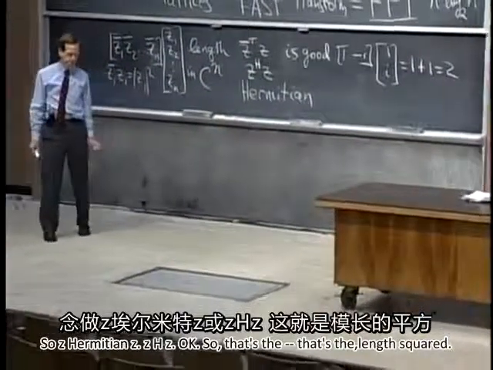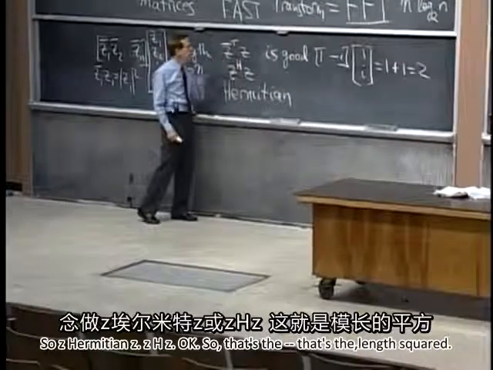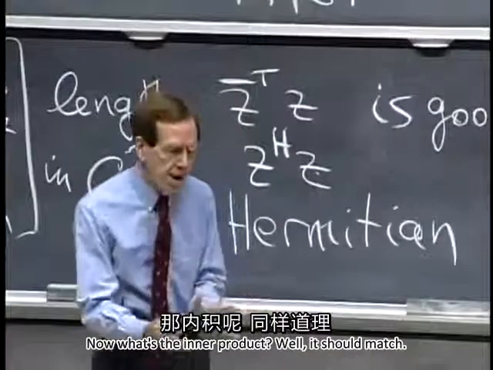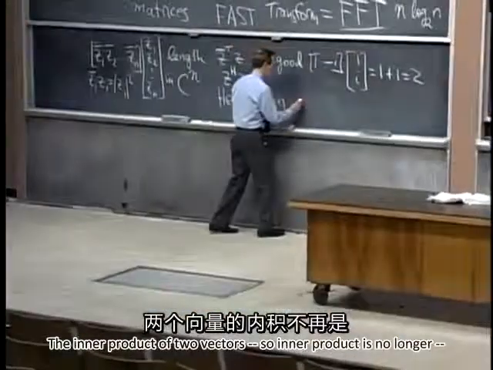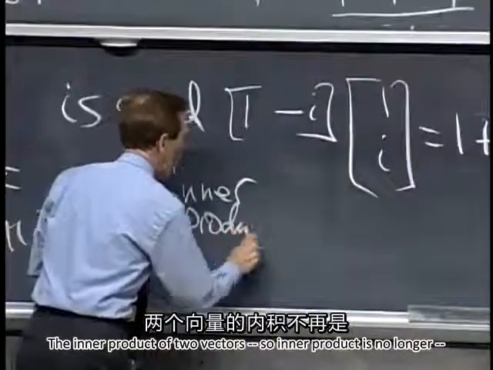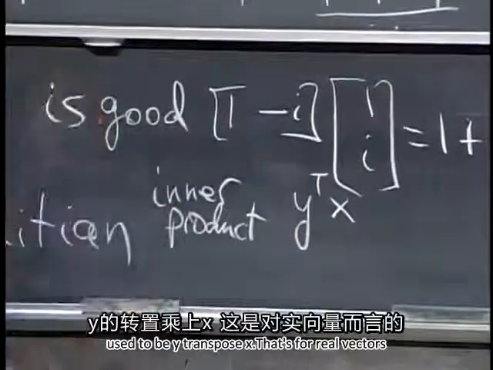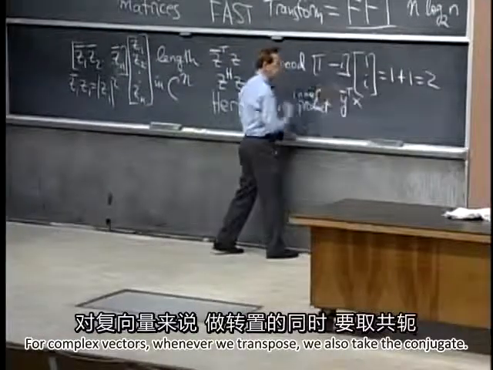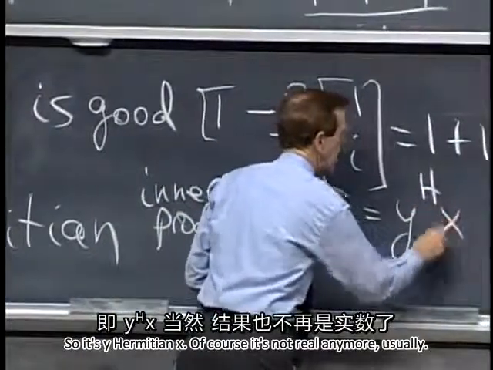Okay. So that's the length squared. Now, what's the inner product? Well, it should match. The inner product of two vectors used to be y transpose x. That's for real vectors. For complex vectors, whenever we transpose, we also take the conjugate. So it's y Hermitian x.